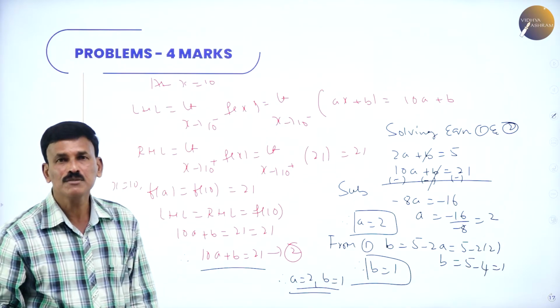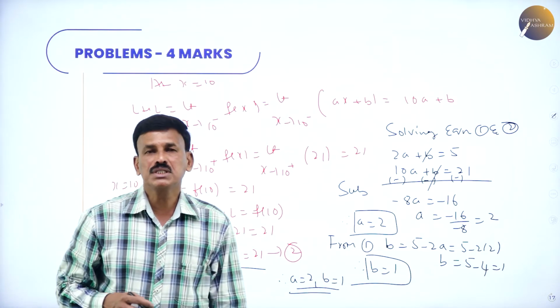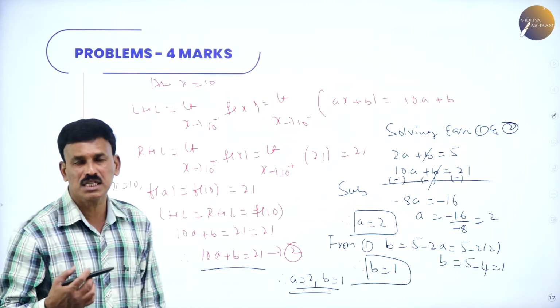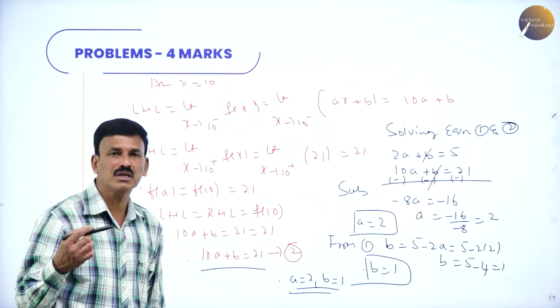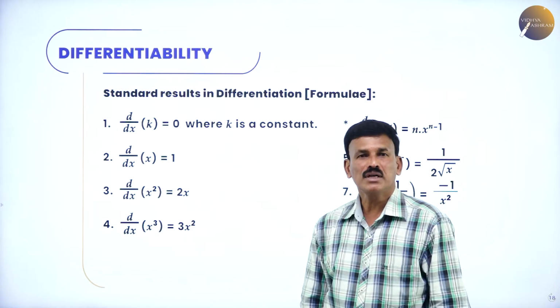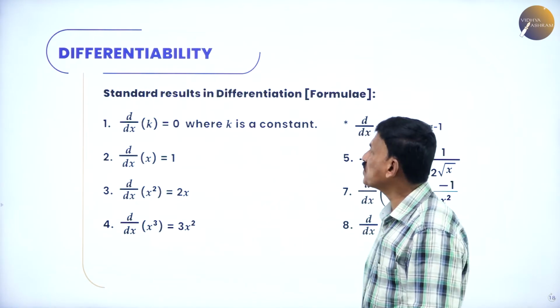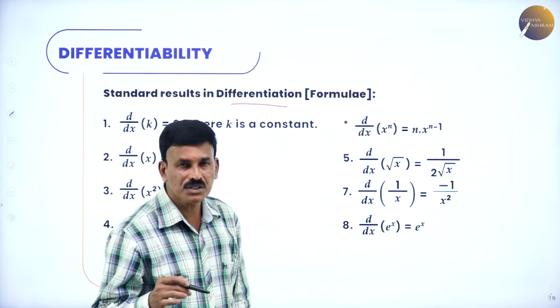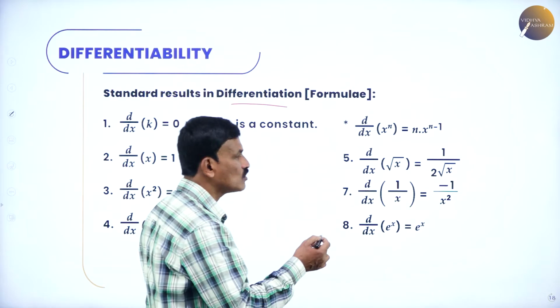So this is also a very important problem. Okay. So this is how we are going to solve the problems for 4 marks in continuity. These types of problems are very important for 4 marks. Okay. Now let us come to the second part, that is differentiability. You might have studied the standard results in derivatives from first PUC itself. Now let us recall those things.